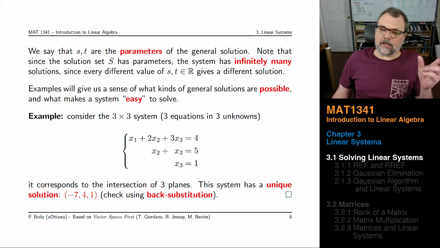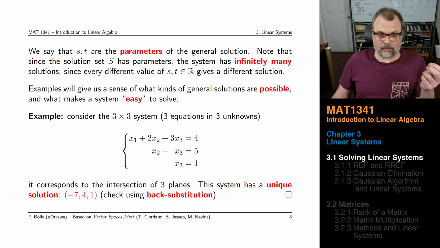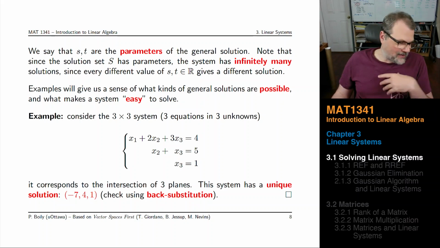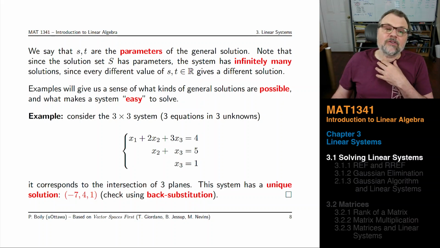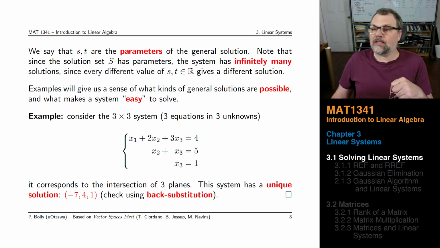In such a solution, s and t are the parameters, or the free parameters, of the general solution. Because the solution set S has parameters, then you have automatically infinitely many solutions if it's a true linear system. Because every different value of s and t gives a different solution. Now, when I say that s and t can take on any value, I don't just mean that they have to be integers. s could be minus 1/2 and t could be pi. These are acceptable choices. They'll give you a solution.